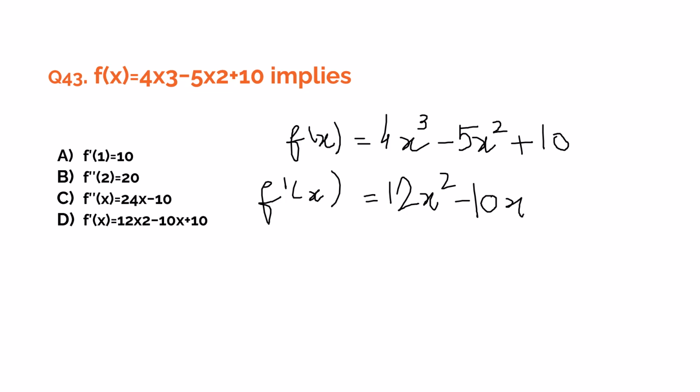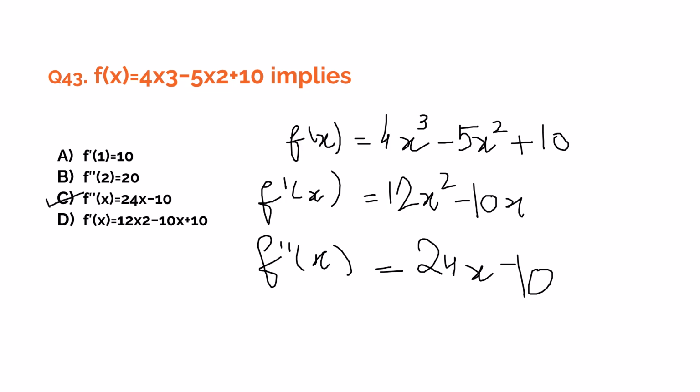And let's double differentiate it also, f double dash x. Again differentiating f dash x with respect to x, we get 24x, 12 into 2, 24x minus 10. If we check from the options, option C is the correct one, 24x minus 10. Moving on to next question.